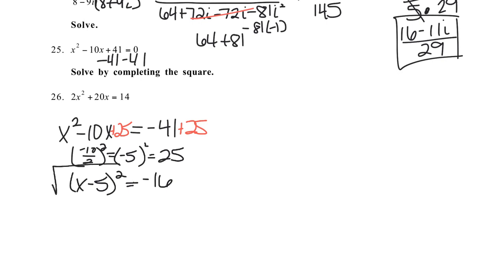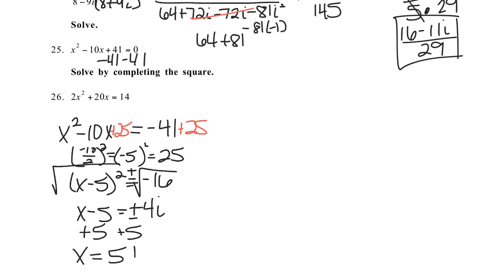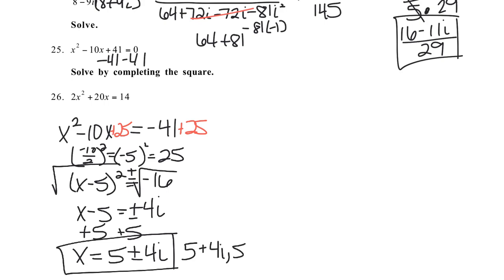And take the square root. So x minus 5 equals plus or minus the square root of negative 16, which is 4i, and then add 5. And it's x equals 5 plus or minus 4i. That's my final answer. You might see it in a multiple choice, 5 plus 4i and 5 minus 4i. You could see it written either way.